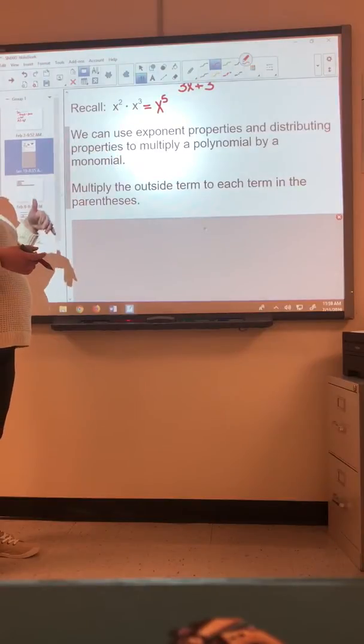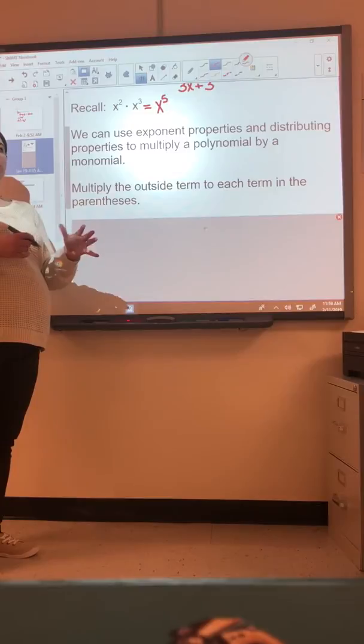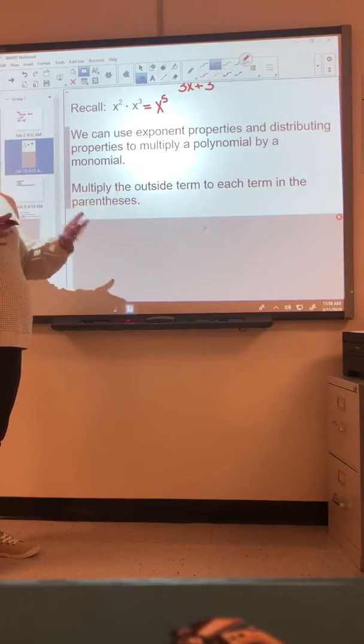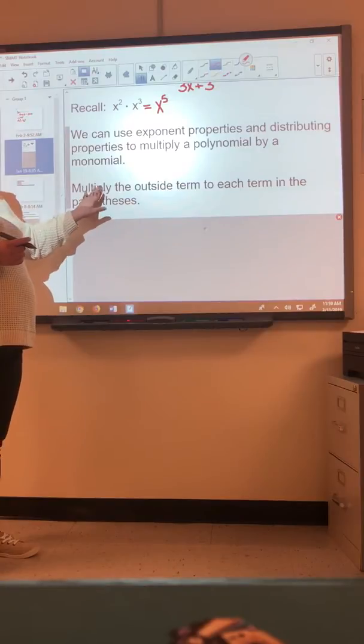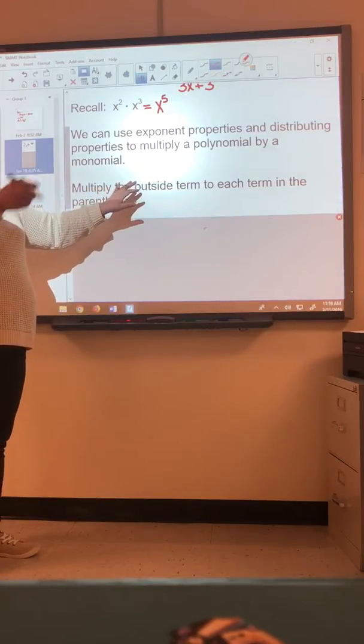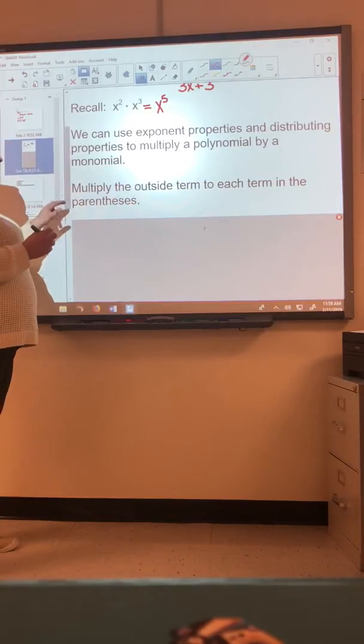Remember, exponent properties and distributing properties to multiply a polynomial by a monomial. So we're going to take one term and multiply it into a polynomial, which is multiple terms. And remember, multiply that outside term to each term in the parentheses. So you'll see me drawing those arrows to show that I'm multiplying it times each term.